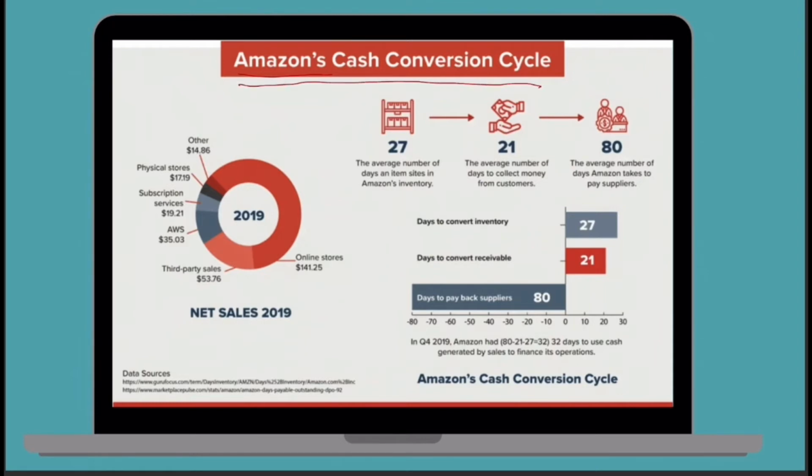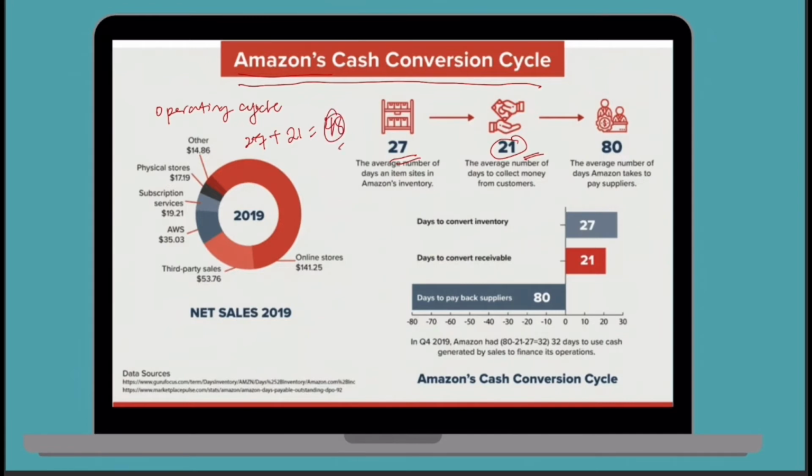So according to their 2019 reports, they have approximately 27 days for them to sell their goods. It sits in their inventory for 27 days, and then they sell it. They sell it and collect cash for approximately 21 days, meaning the average number of days to collect money from customers is 21 days. So basically, this is their operating cycle: 27 days plus 21 days, which is a total of approximately 48 days.